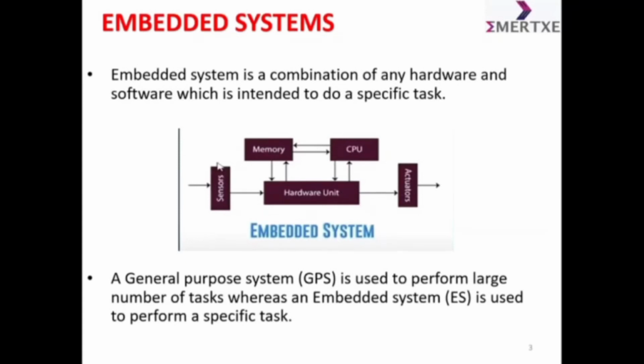Embedded system: any combination of hardware and software which is intended to do a specific task can be called an embedded system. For example, a fire alarm is an embedded system which senses smoke. Other examples of embedded systems are washing machine, microwave oven, smartwatches, etc. A general purpose system is used to perform a large number of tasks, whereas an embedded system is used to perform a specific task.